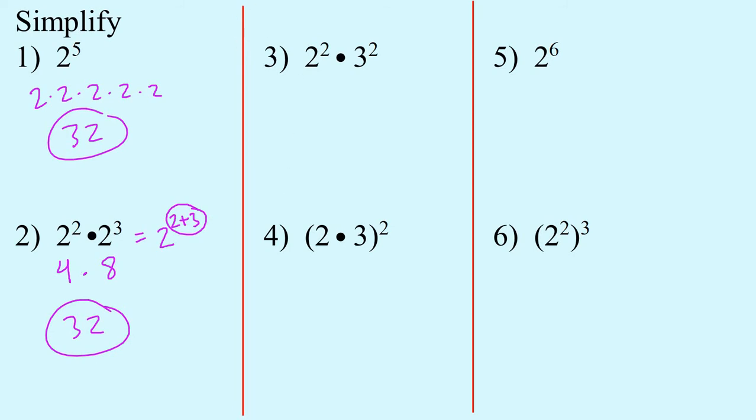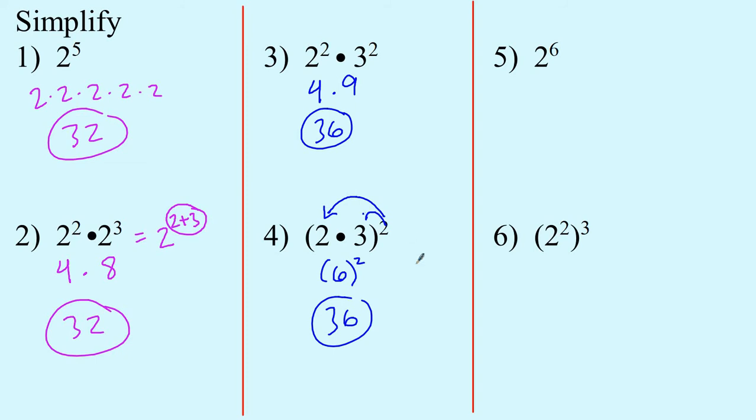All right, let's look at 3 and 4. Here we have different bases. 2 squared is 4 times 3 squared is 9. 4 times 9 is 36. Here I have 2 times 3 is 6. 6 squared is 36. So squaring each of them individually is ideally what I wanted to do here.